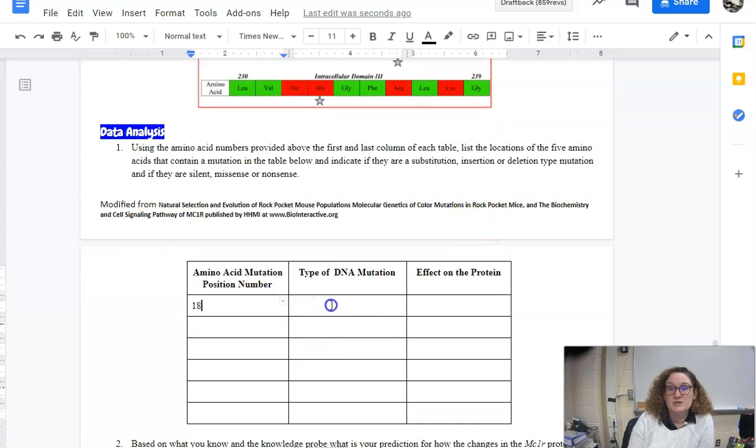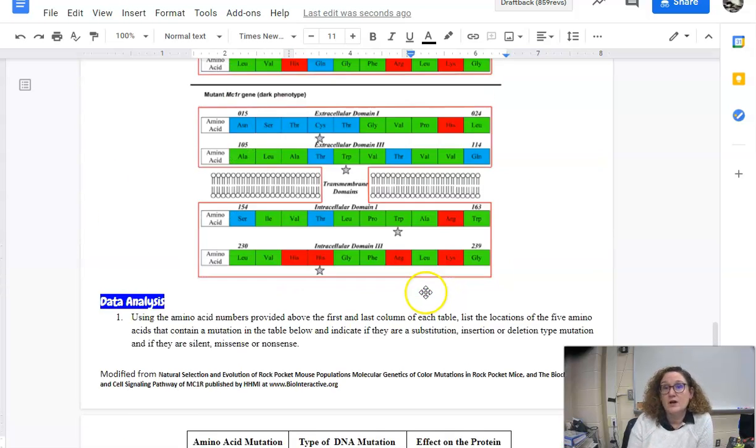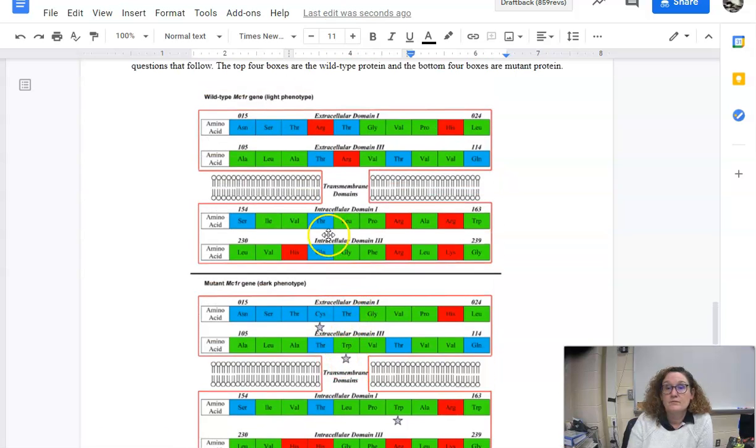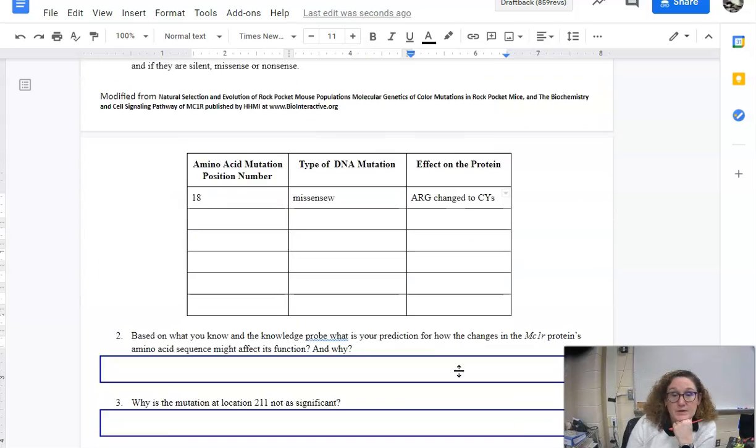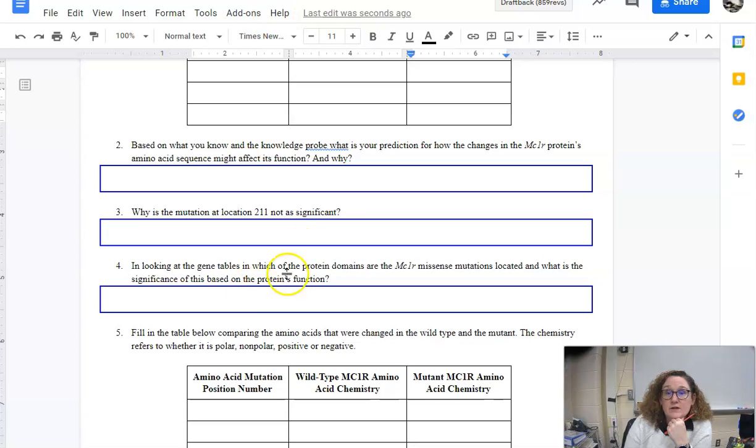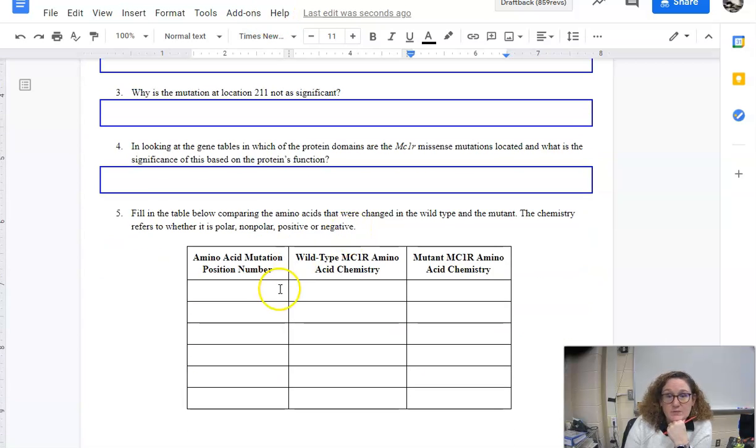My type of mutation is that it's a missense, and that it changed the amino acid from arginine, ARG, to CYS. Okay, so I would put that here. So it changed the amino acid. All right, you'll do that for the other ones. And then you'll answer these couple of questions thinking about what's happening. And then down here is where you're going to talk about the chemistry.